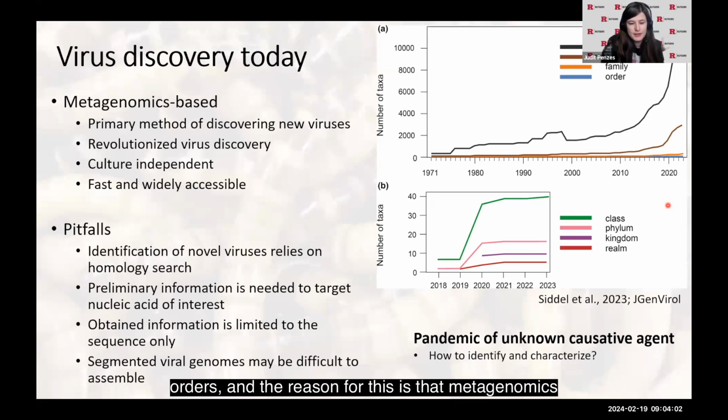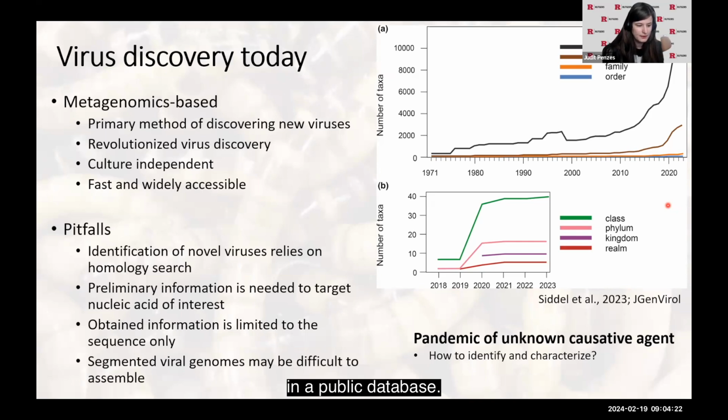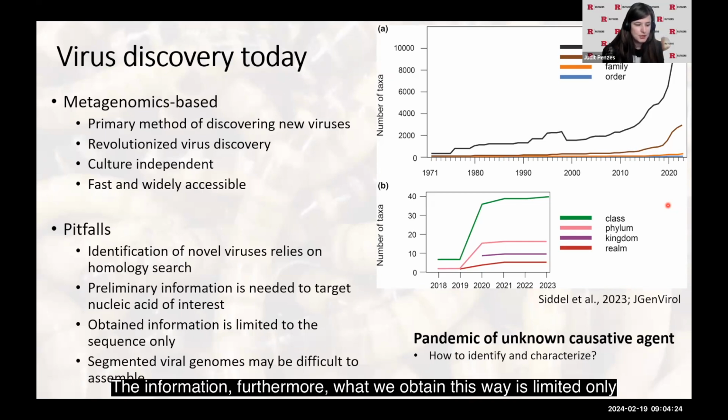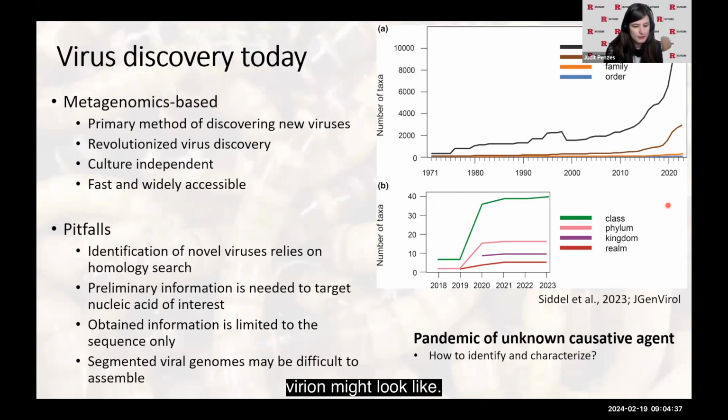And the reason for this is that metagenomics-based virus discovery relies on sequence homology. If I find a new virus sequence, I can't tell whether it belongs to a virus or not unless I already have something similar to that very sequence deposited in a public database. The information we obtain this way is furthermore limited only to a sequence. We don't really learn much about the virus's potential pathogenesis or what the virus's virion might look like.